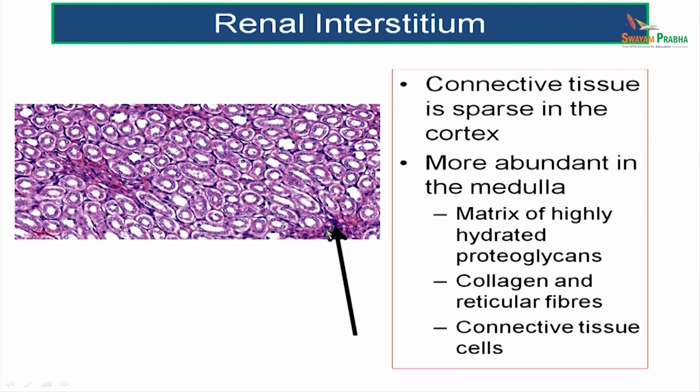Finally, there is the renal interstitium. What is the renal interstitium? It is the connective tissue in the kidney. The connective tissue is sparse in the cortex, but it is more abundant in the medulla as compared to the cortex. This is the renal interstitium which you see. It is composed of a matrix of highly hydrated proteoglycans, collagen and reticular fibers, and connective tissue cells.